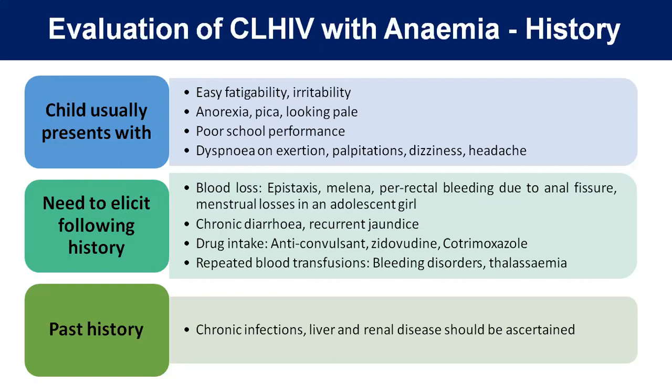We need to elicit the following history of blood loss. Is there any epistaxis or nosebleed? Is there any melena or blood in stool? Is there any per rectal bleeding due to an anal fissure? Is there excessive menstrual loss in an adolescent girl? Does the child have chronic diarrhea? Does the child have recurrent jaundice, signifying an underlying hemolytic process? We have to take a drug intake history of anticonvulsants, zidovudine, cotrimoxazole, which could all cause anemia. History of repeated blood transfusion, any bleeding disorder, thalassemia. Past history: we have to ask for chronic infection, liver or renal disease, any history of hospitalization, any significant past history should be elicited.